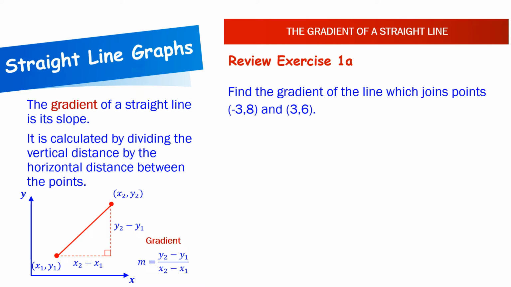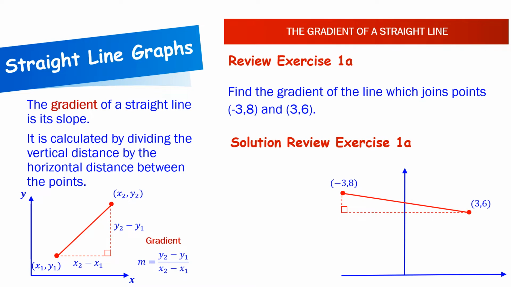Let's now take a look at an example. Find the gradient of the line which joins the points (-3, 8) and (3, 6). We can draw a sketch of this just to give us an idea of what is happening if we need some clarity. So therefore, m equals (y2 minus y1) over (x2 minus x1), which equals minus 2 over 6. And this is of course equal to minus 1/3. So the gradient m equals minus 1/3.